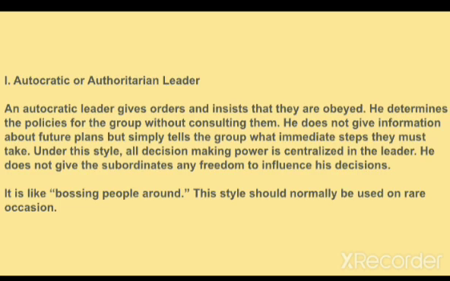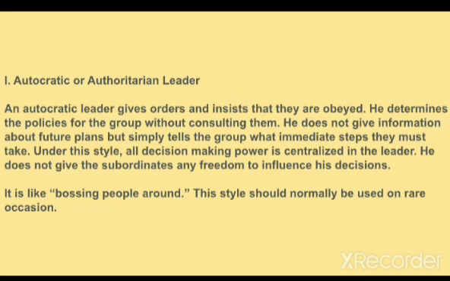First is autocratic leader. An autocratic leader gives orders and insists that they are obeyed. Means, in this the leader is giving the orders and he is insisting the people to obey the rules and the orders which are given by the leader. He determines the policies for the group without consulting them.